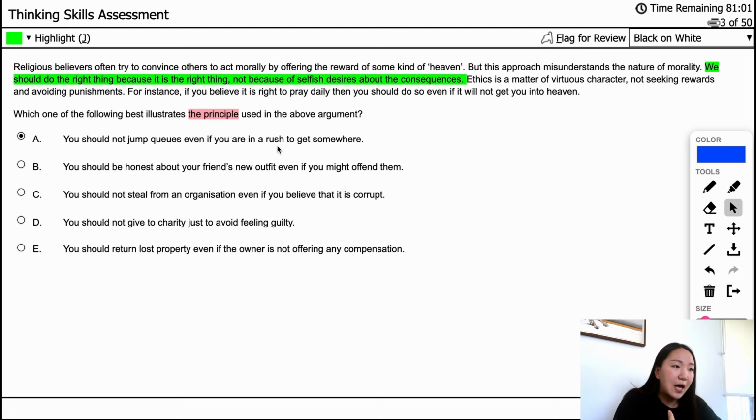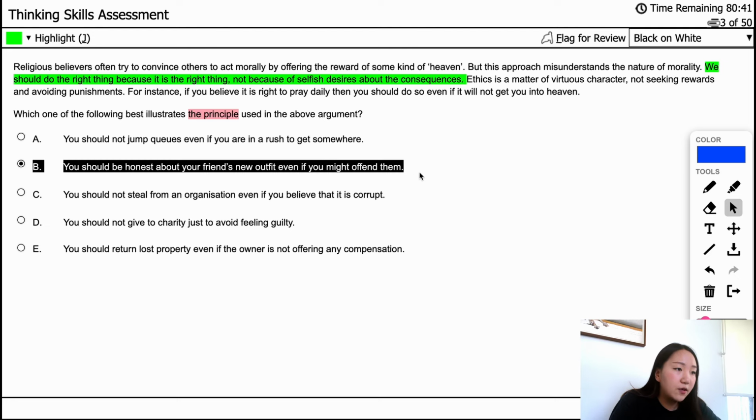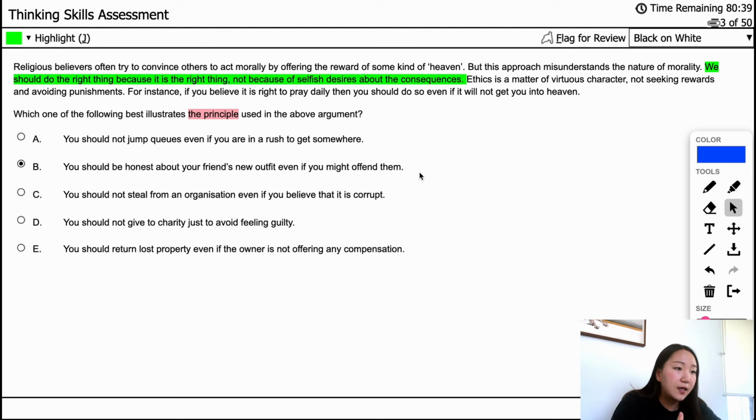So we need it to have an action that you're doing because it's right versus selfish desires about consequences. Even if you're in a rush is not about the selfish desire of the consequence. That's just a reason you're doing something. You should be honest about your friend's new outfit, even if you might offend them. Again, this is about how it could impact the person you're talking to. It's not about a reward that you get for yourself, that's the reason that you're doing something.